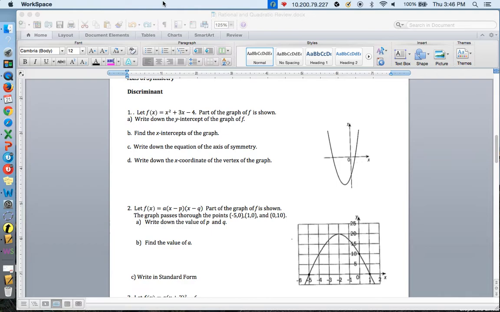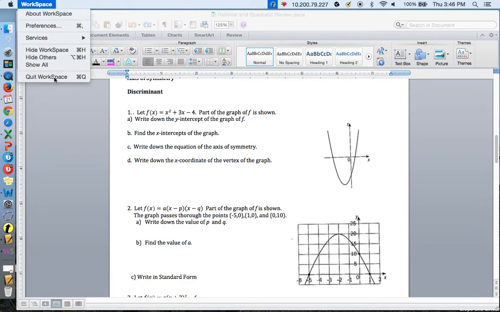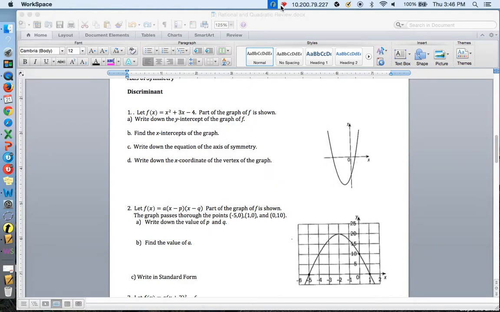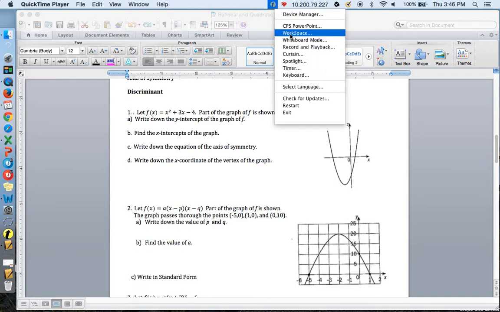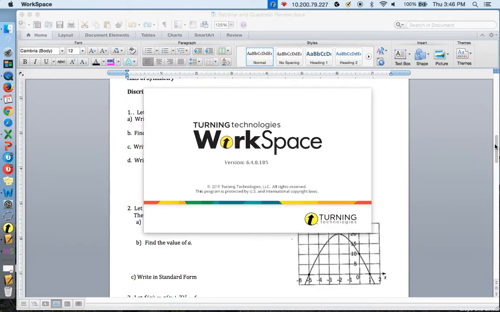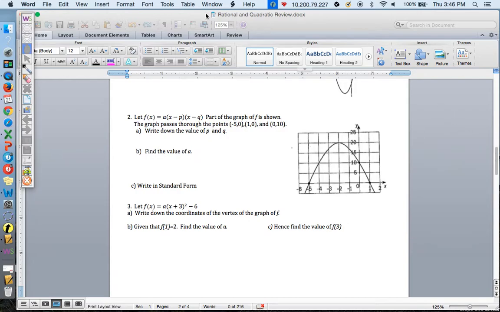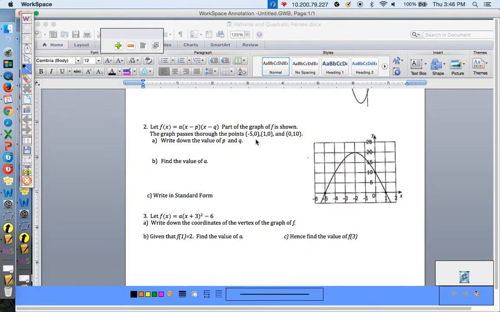So let's take a look at the second one. I'll see if I can bring this back up since it just quit on me. So number 2 here, when we take a look at the second one, another graph, it's in intercept form. We're asked to find the p and q. Well, those are just our intercepts, so we'd have negative 5 and 1.